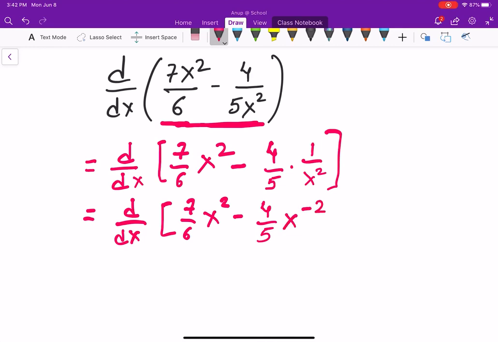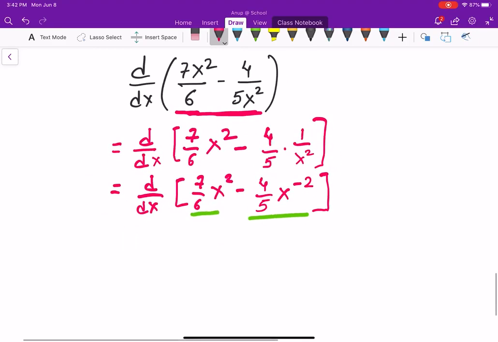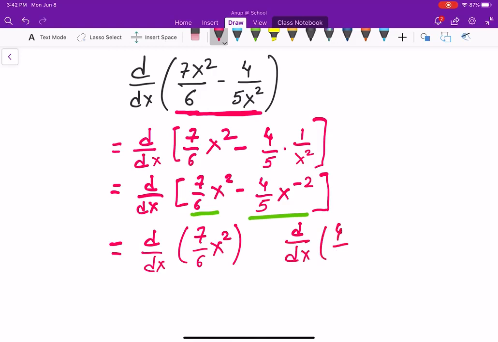What is the benefit of writing in this way? Well, now we can directly apply the basic differentiation rules that we have learned. You can see that we have a difference between two functions, so we can just use the difference law here. The difference law says to find the derivative term by term. So we can find the derivative of 7 over 6 x square, and then we can also find the derivative of 4 over 5 x to the power minus 2, and whatever comes up, we just find the difference between these two derivatives.